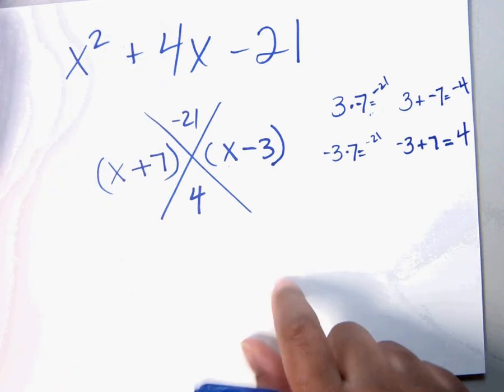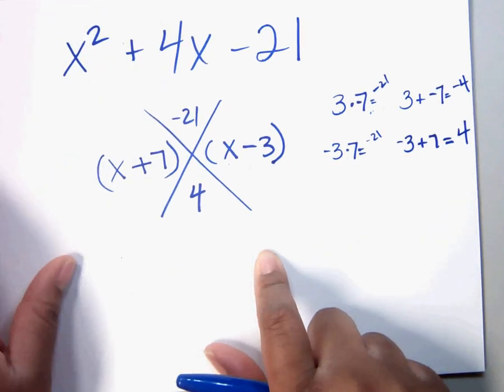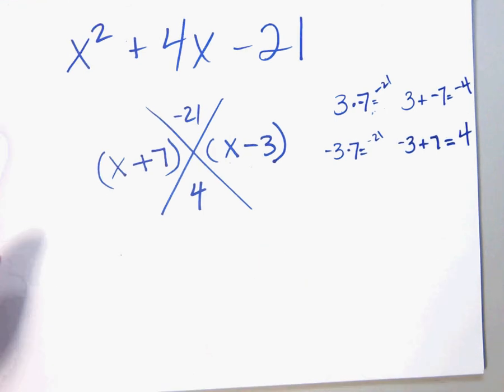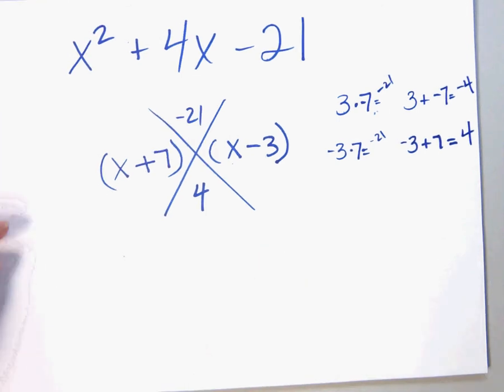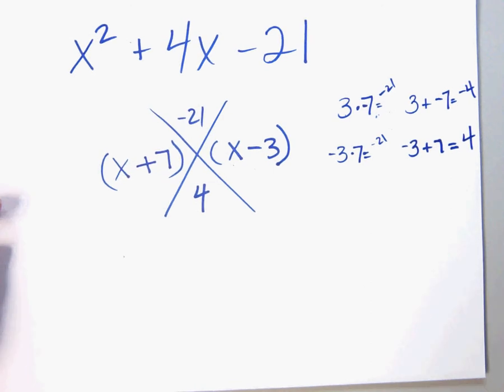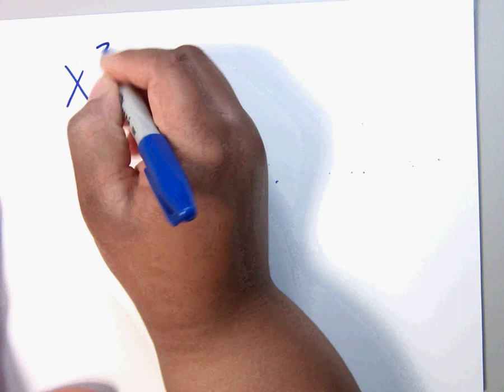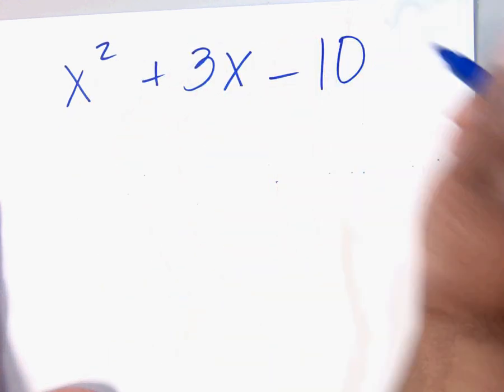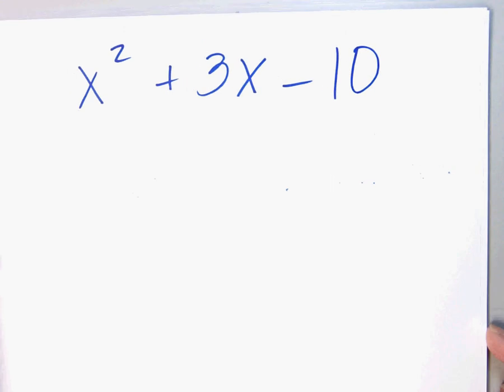Do you want another one like this? No. Yes, because it was kind of hard. No, yeah. Yeah. I think we need another one, even though some of you are saying no. We're gonna do it anyway. So let's do this one. X squared plus 3x minus 10. That's easy. That is so easy. This one is similar to the one we just did.